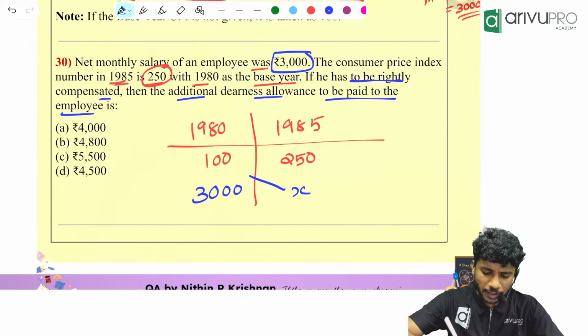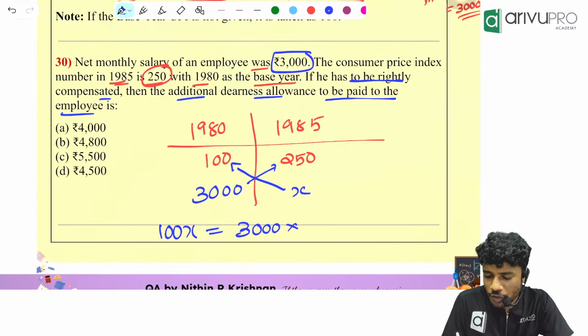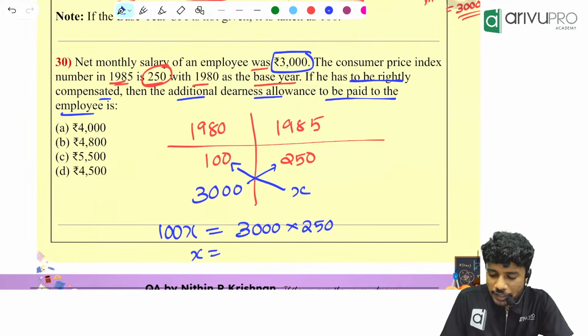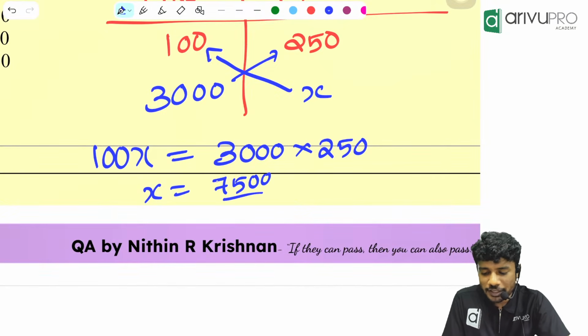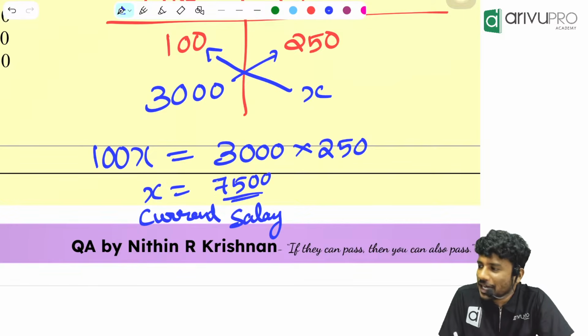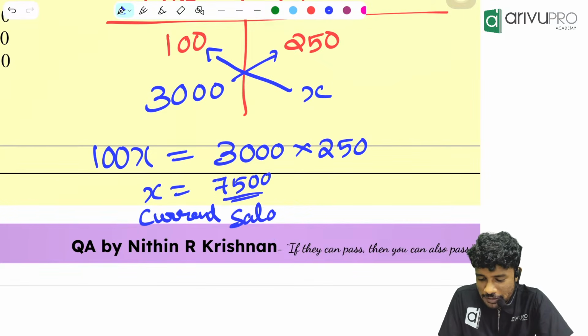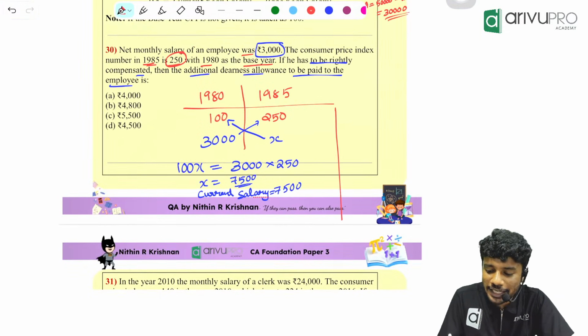Now cross multiply. Can I say 100x is equal to 3000 into 250? From that, how much is the value of x? Cancel the things. It will be 7500. So 7500 is my current salary. Then how can I find dearness allowance or DA?